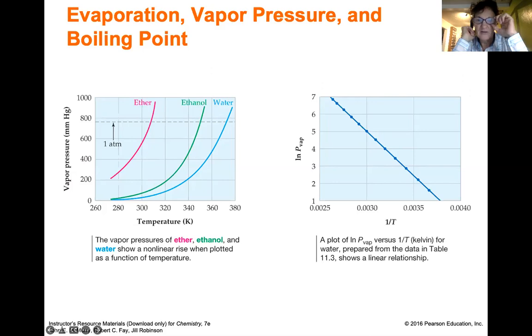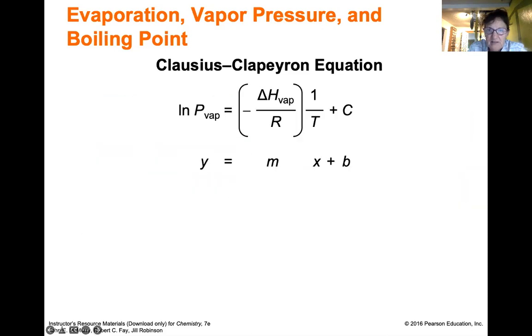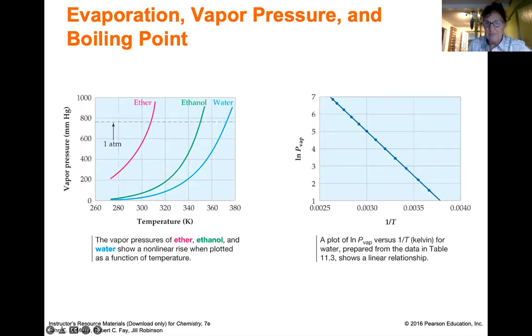And this is just for any substance, a plot of natural log of vapor pressure versus 1 over T is going to be a straight line. So if you look at this equation, it has the general form of y equals mx plus b, where y would be natural log of vapor pressure. The slope is going to be related to the delta H for the substance. And what you're graphing as x is 1 over T. So natural log of P versus 1 over T is going to be a straight line.